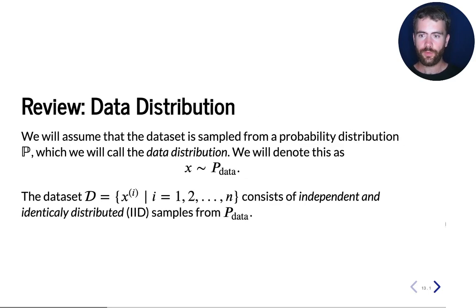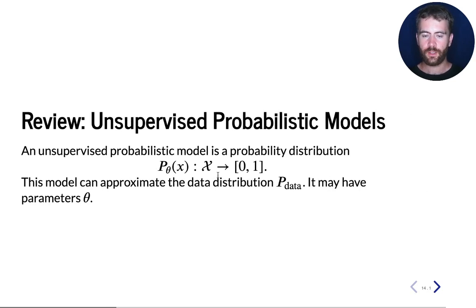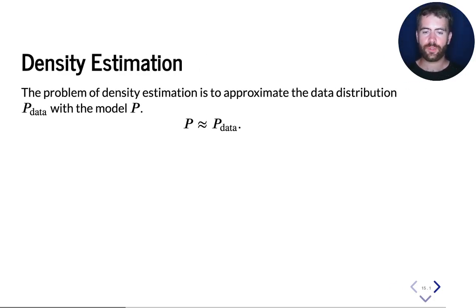So recall that we are in a regime in which we have an unsupervised data set of attributes X, which is sampled IID from a data distribution, P data. And we want to fit a probabilistic model to this data set, which is going to be a probability distribution over the space of X's with some set of parameters theta. Our goal is to perform density estimation. Density estimation is simply the problem of choosing a P which approximates the data distribution well.